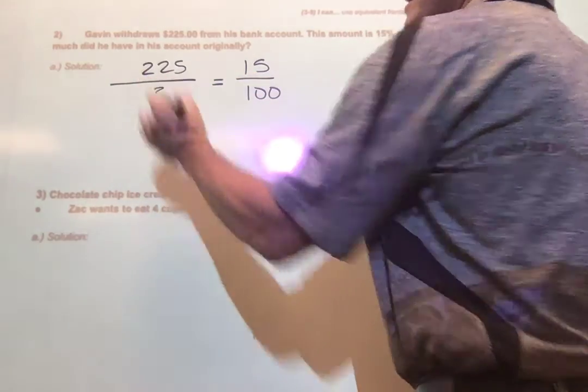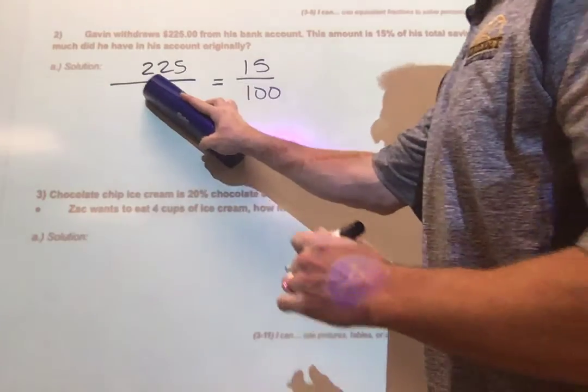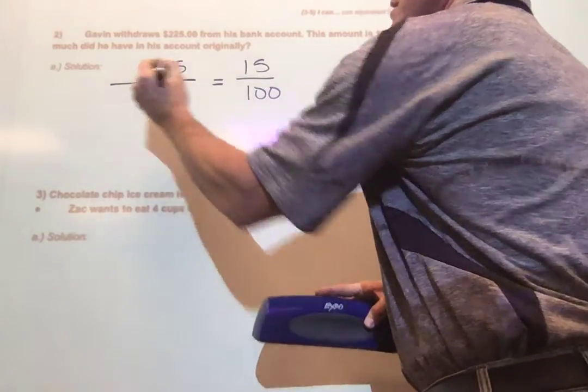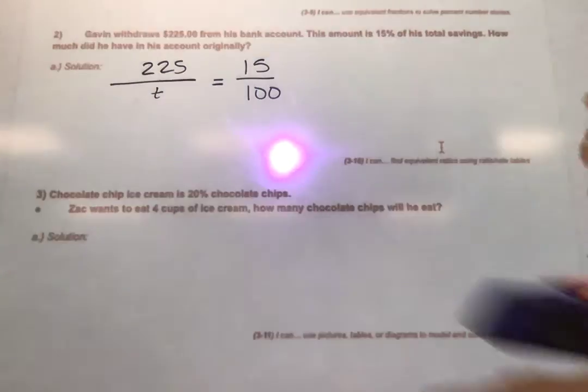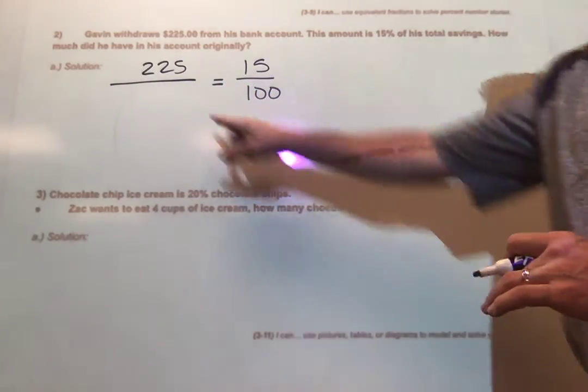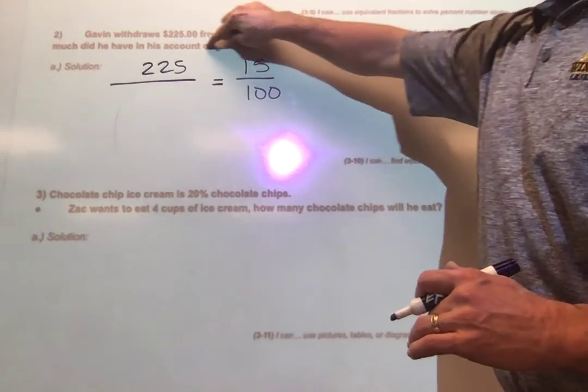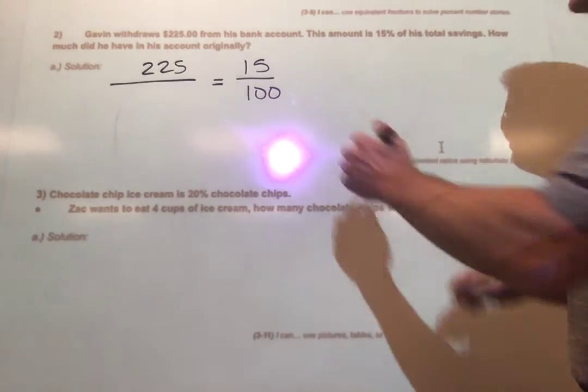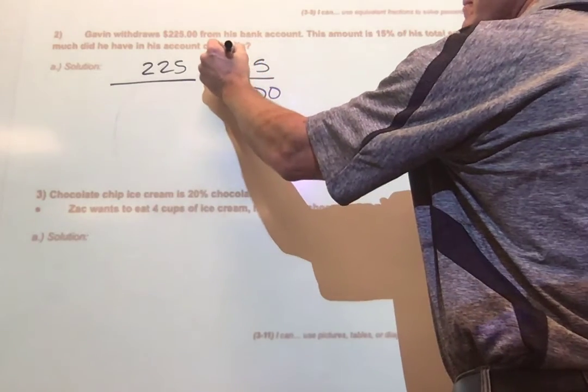So sometimes put a question mark here. You can put a variable there for t. So what's the total? That's what I'm missing. So all I need to figure out is, in this case, what this bottom number is. What am I doing to the 15 multiplicatively to get it to 225? Because we know ratios are multiplicative.